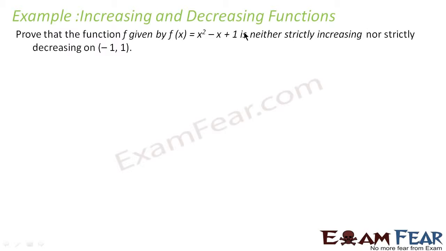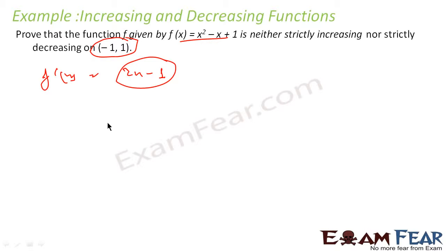This is a function where we have neither increasing nor decreasing kind of function. You have this function, and to prove that this function is neither increasing nor decreasing in this range, very simple, same thing, find f dash x. This comes out to be, x square becomes 2x, x became 1, right? 2x minus 1. I have to prove that this is sometimes positive, sometimes negative in this domain.